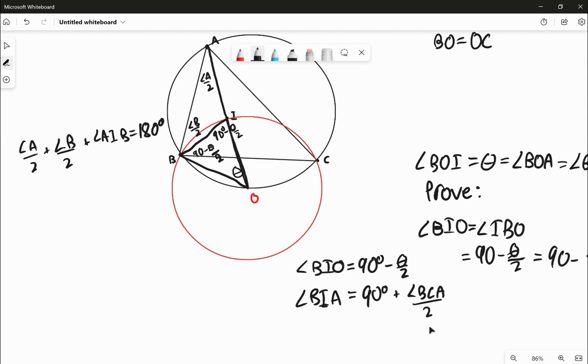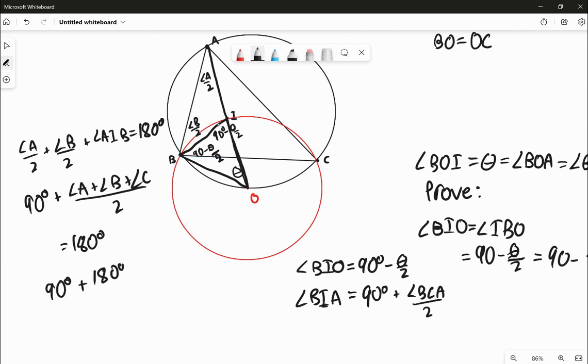So let's plug it in and see what happens. We get 90 degrees plus, and then expressing all the fractions with the common denominator, we get (A plus B plus C) over 2. And we want to show that this is 180 degrees. Now, it's pretty obvious to see that angle A plus angle B plus angle C is equal to 180 degrees because we have a triangle. So that means that 90 degrees plus 180 degrees over 2 is equal to 180 degrees, which is obviously true.